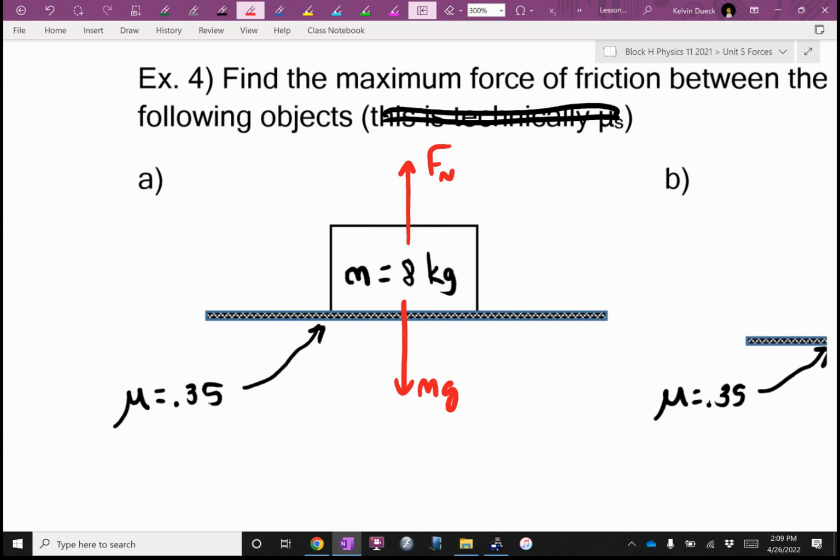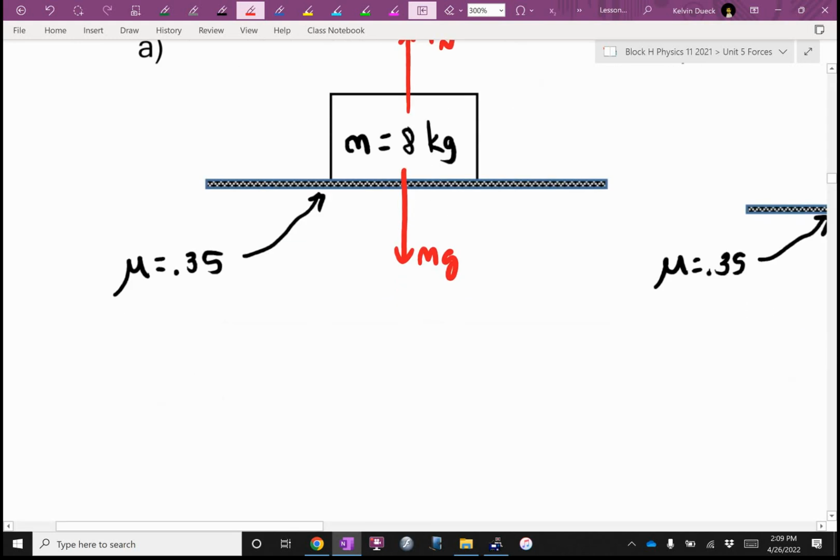So, friction is what times what? Zana? What's mu? I don't know. What's mu with you? What's mu? 0.35 from the picture. I don't know the normal force. Oh, but look. I know another force the same size as the normal force. What?